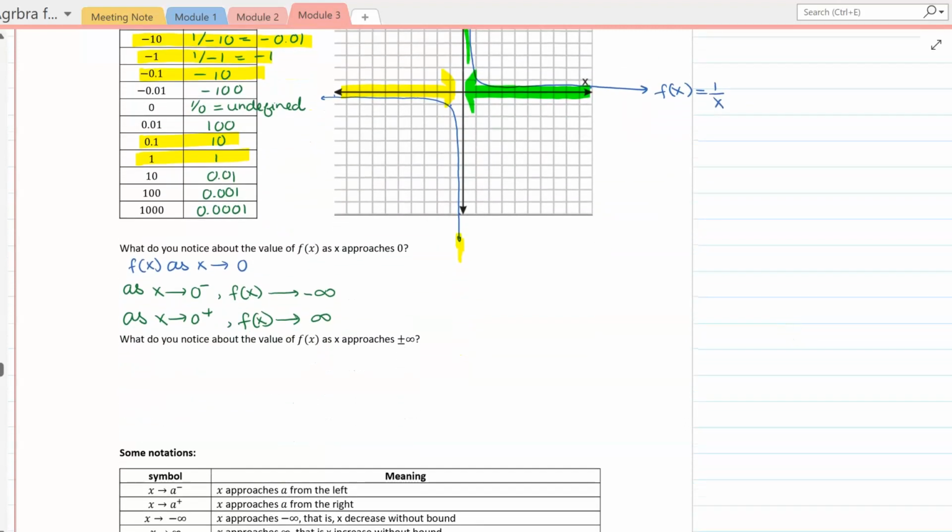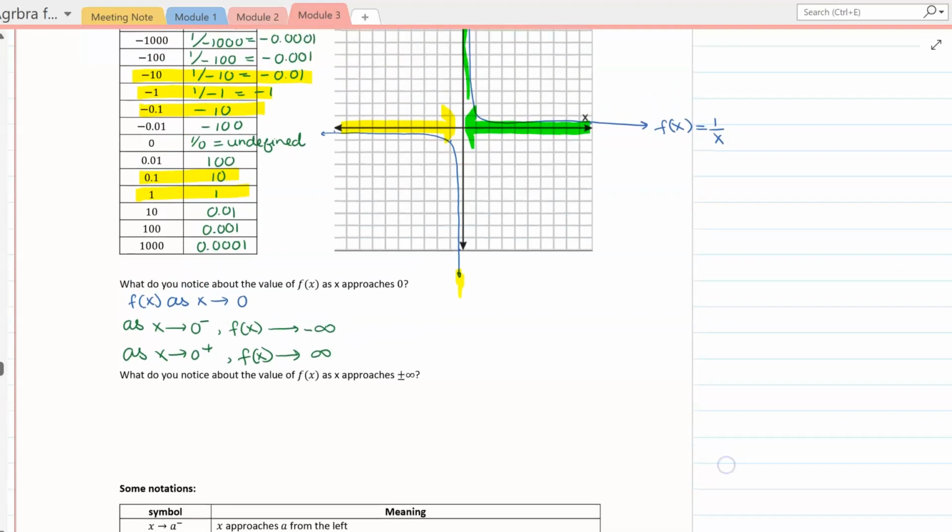What happens to the value of f of x as x approaches plus or minus infinity? So let's take a look. As x approaches positive infinity, in 1 divided by x, this value here is getting larger and larger. And if that value is getting larger on the positive side, then 1 divided by a really, really big positive number approaches 0. And that value is going to be positive.